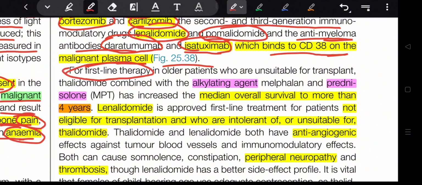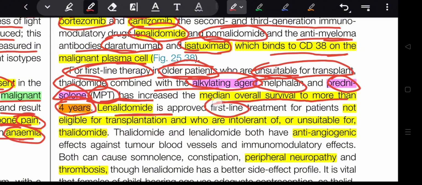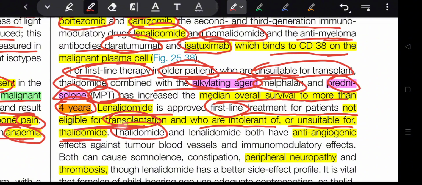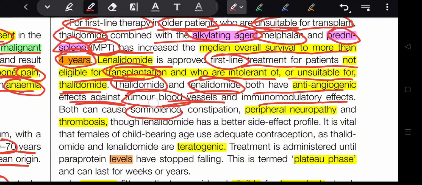For first-line therapy in older patients who are unsuitable for transplant, thalidomide is combined with the alkylating agent melphalan and prednisolone, MPT. Melphalan, prednisolone, thalidomide increases median survival to more than 4 years. Lenalidomide is first line for patients not eligible for transplantation who are intolerant of or unsuitable for thalidomide. Thalidomide and lenalidomide both have anti-angiogenic effects against tumor vessels, and an immunomodulatory effect. Both cause somnolence, constipation, peripheral neuropathy, and thrombosis.